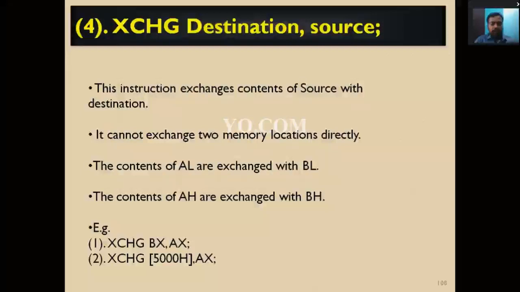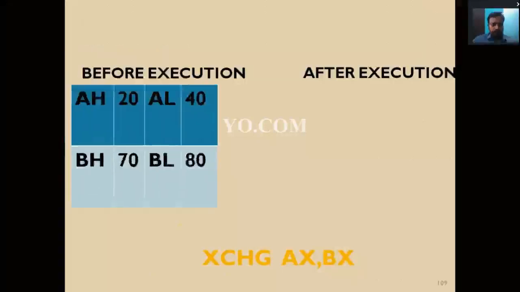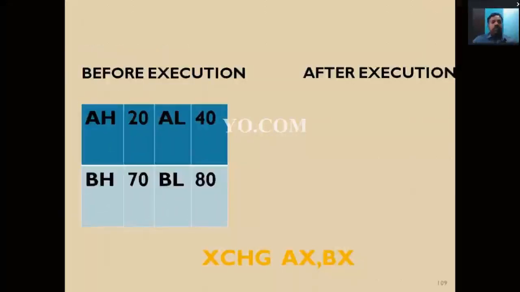The example format is XCHG BX, AX. That means the data between AX and BX is exchanged. Similarly, exchange between a memory address and AX: the data between AX and the memory address is exchanged. So first, this is before execution.